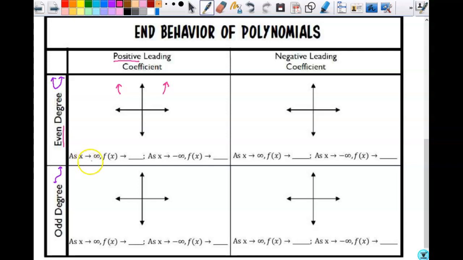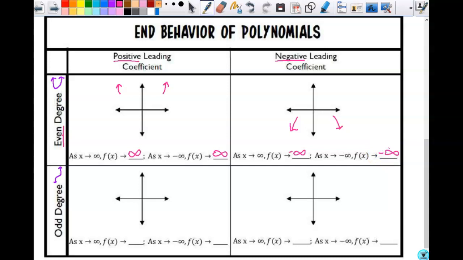So that means that as x approaches infinity, f of x approaches infinity. And as x approaches negative infinity, f of x approaches infinity. If I have a negative leading coefficient and an even degree, then it's going to be down, down. Only worried about the ends, not the middle right now. So here, as x approaches infinity, f of x approaches negative infinity. And as x approaches negative infinity, f of x approaches negative infinity.